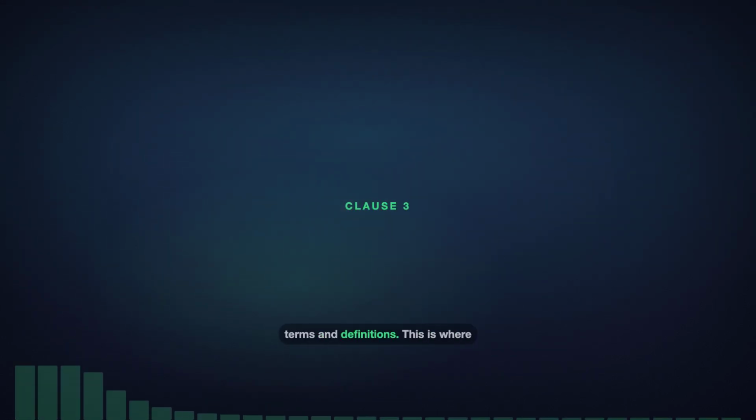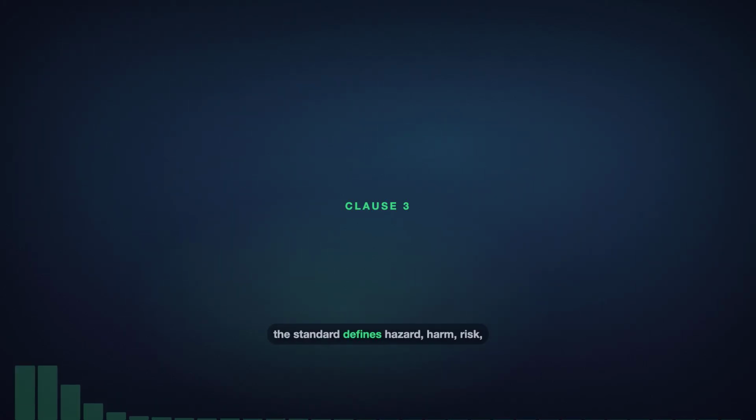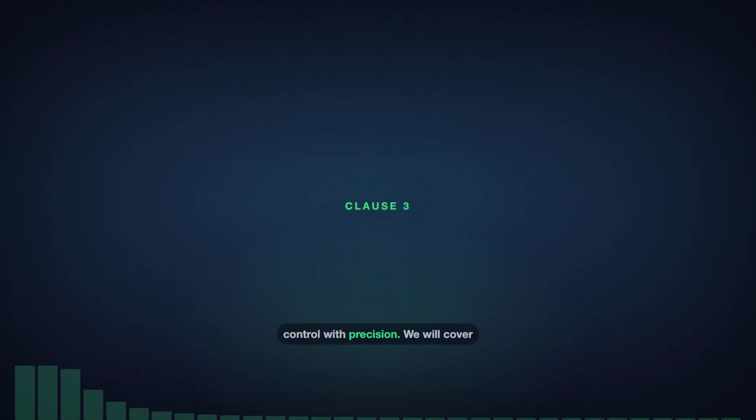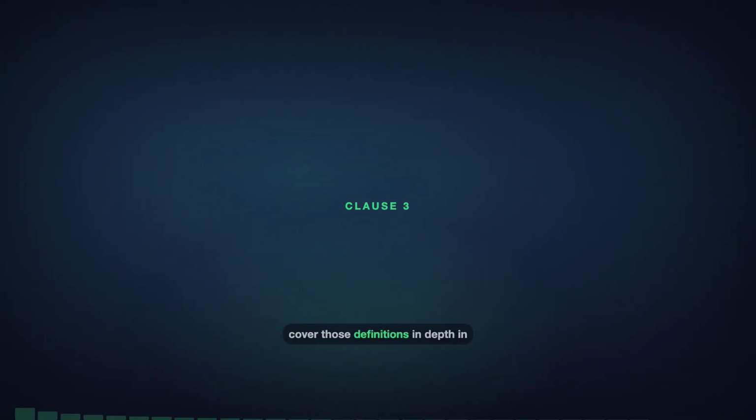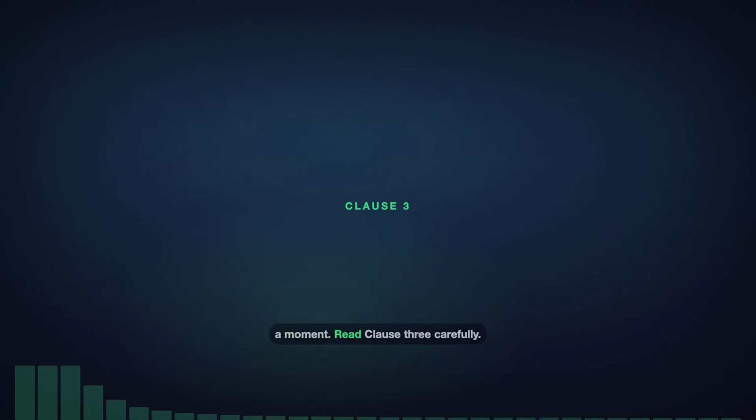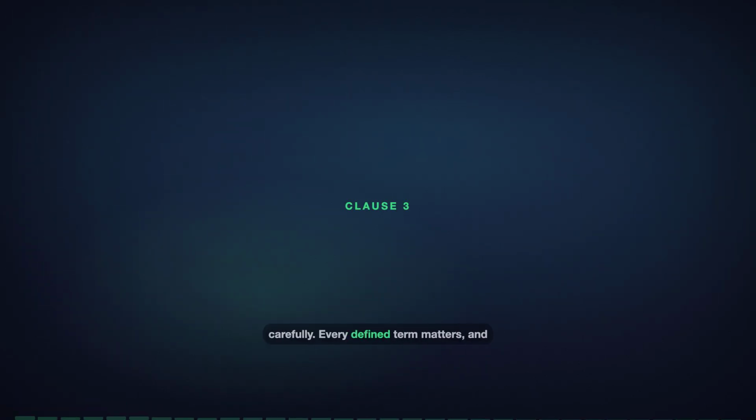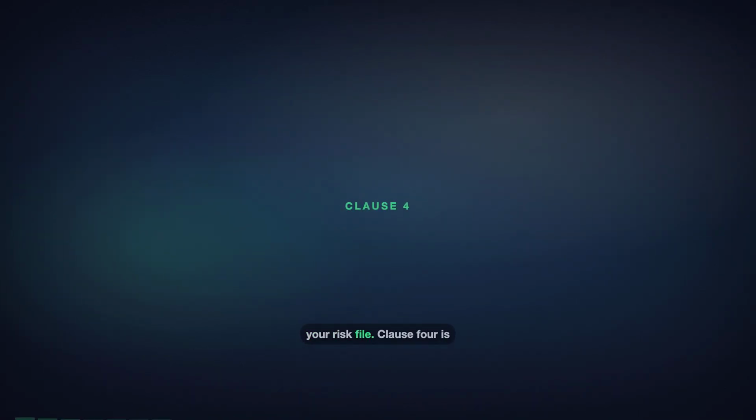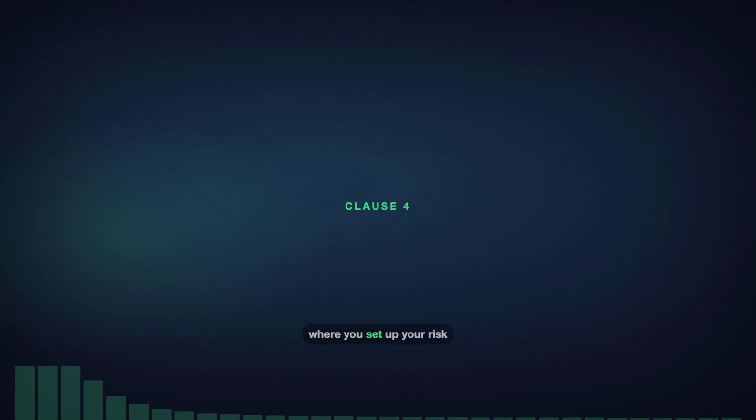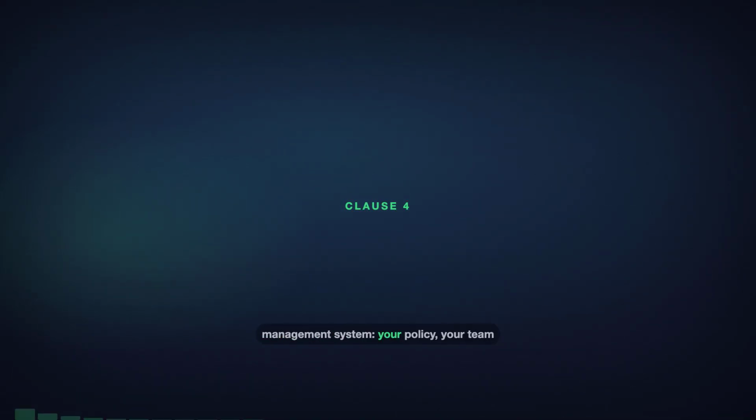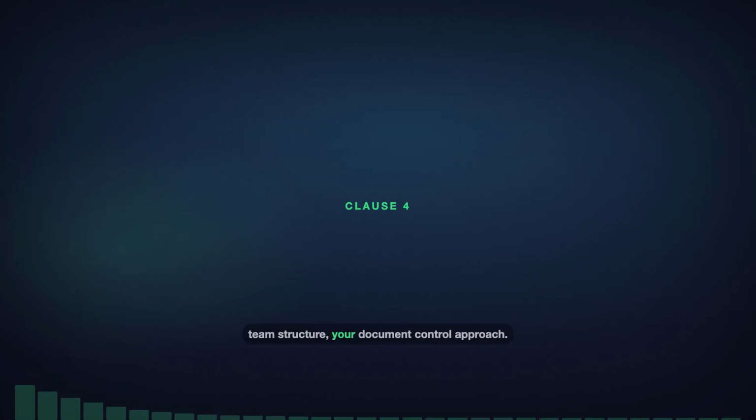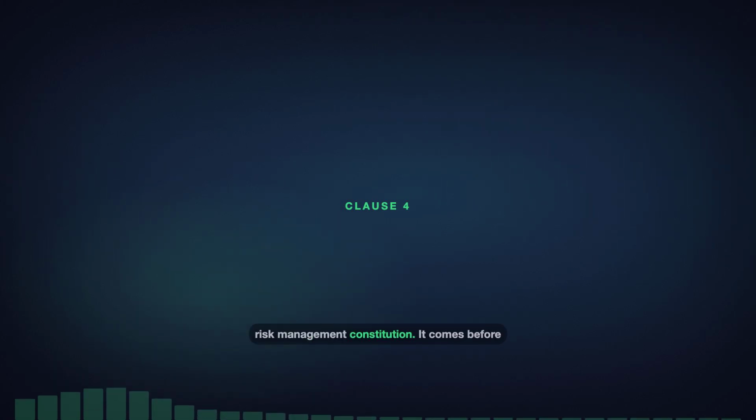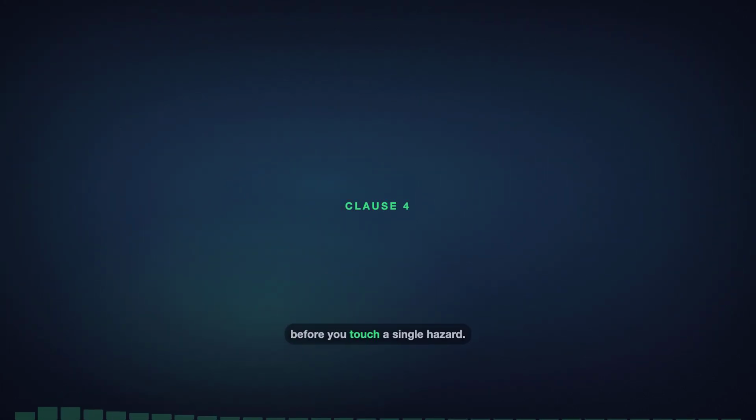Clause 3 is terms and definitions. This is where the standard defines hazard, harm, risk, and risk control with precision. We will cover those definitions in depth in a moment. Read Clause 3 carefully. Every defined term matters, and they will come up in your risk file. Clause 4 is where you set up your risk management system, your policy, your team structure, your document control approach. Think of it as your risk management constitution. It comes before you touch a single hazard.